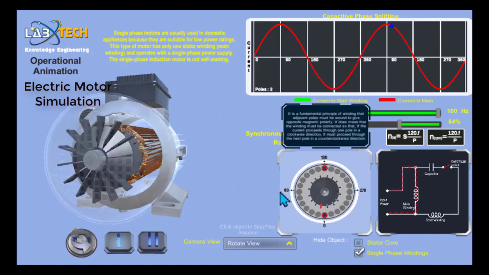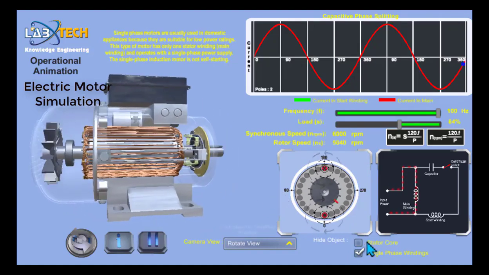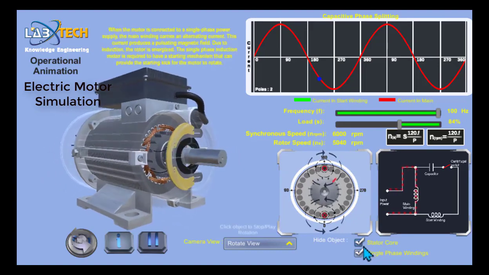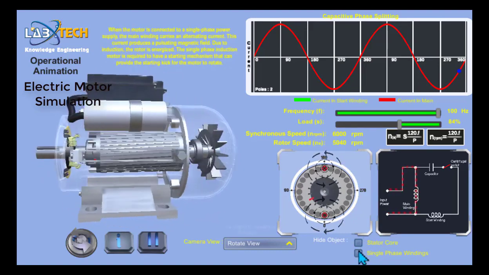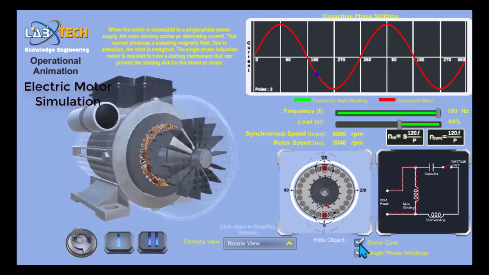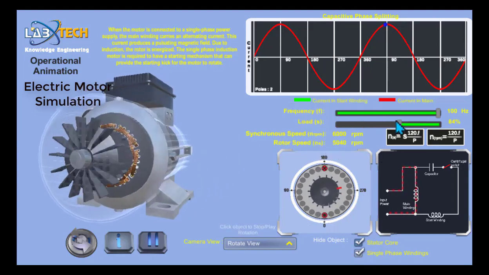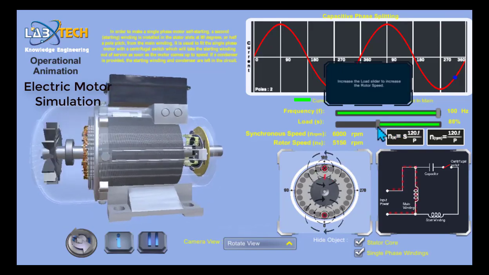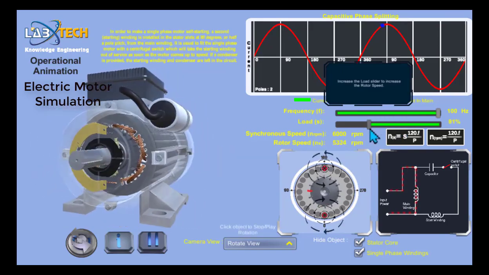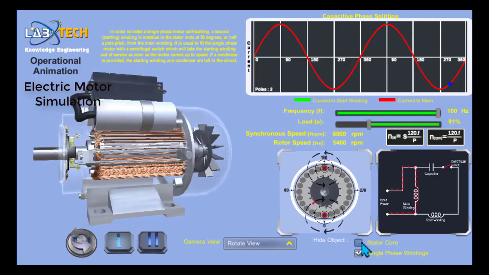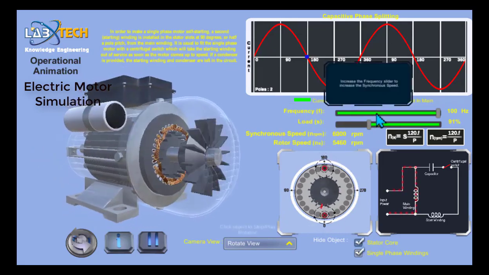Here we can look at different elements, such as layers of the stator core and the single phase windings. And there are some features that we can adjust. In this case, there's load and also frequency. So we can adjust these two slider bars to interactively look at how the motor changes in performance, and the sine wave curves change as well.